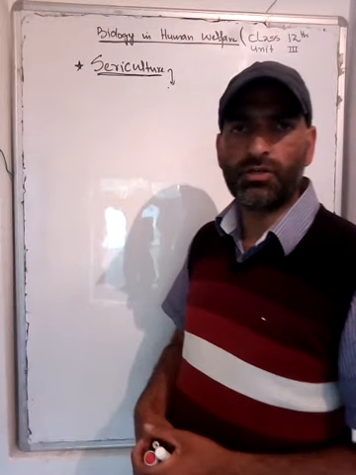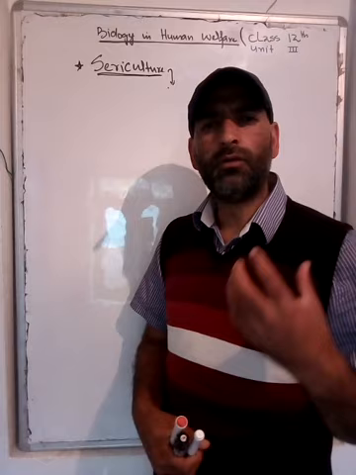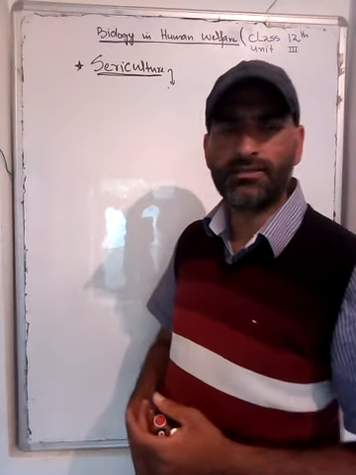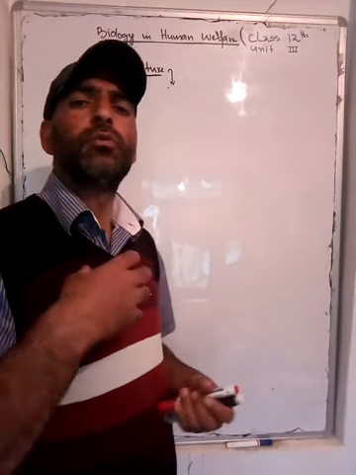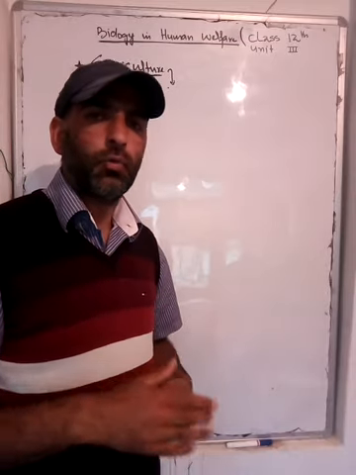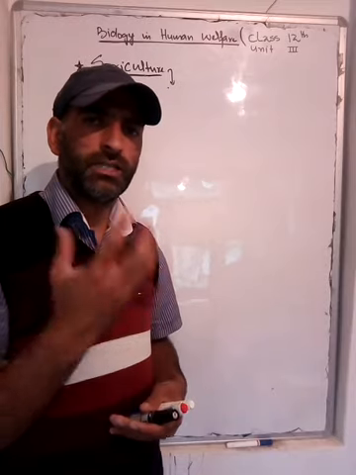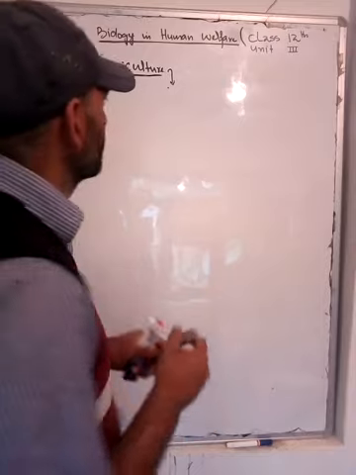We are discussing biology in human welfare, class 12th. Today we are going to discuss what is sericulture, what are different types of silk and silkworms, what is the life cycle of silkworm, and we will talk about some special points, like what is reeling, what is stifling, and the diseases of the silkworms. Now let's start. What is sericulture?